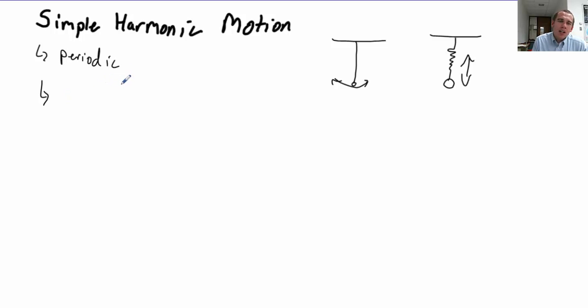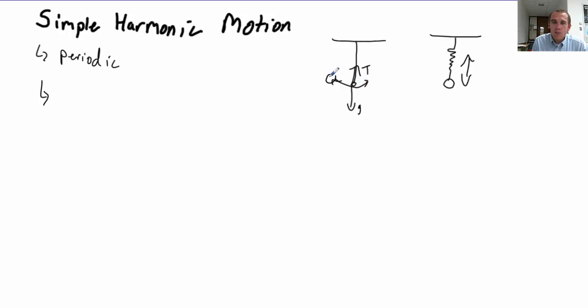In simple harmonic motion, there is a restoring force that is directly proportional to the distance that this system is pulled from equilibrium. Now remember, equilibrium means unchanging. So a system in equilibrium would be like this pendulum right at the bottom, because gravity is pulling straight down, the tension in the string is pulling straight up. Those two things exactly balance each other. The net force is zero, the acceleration is zero, the velocity is zero.